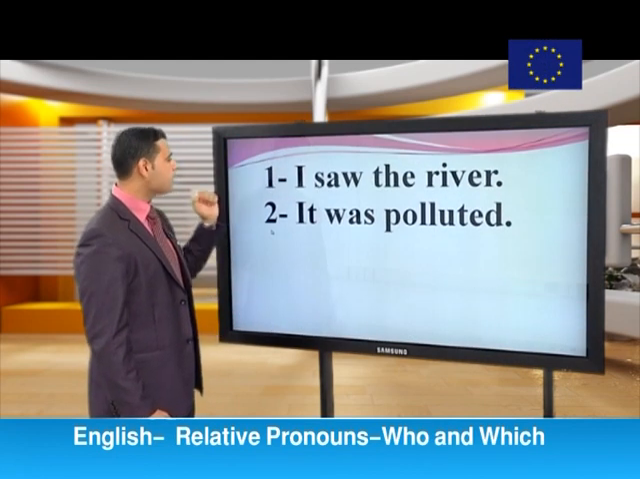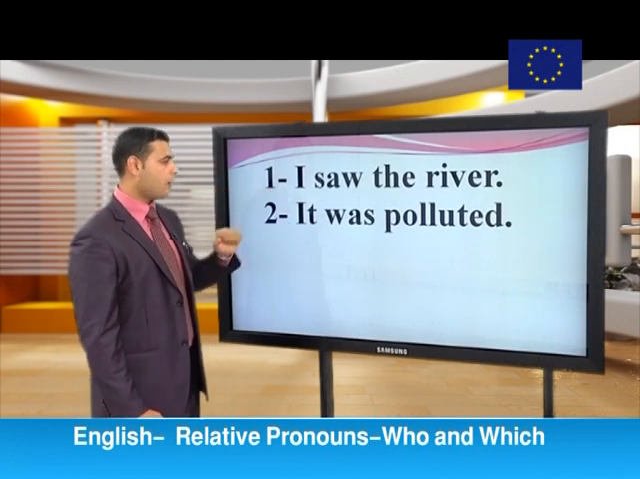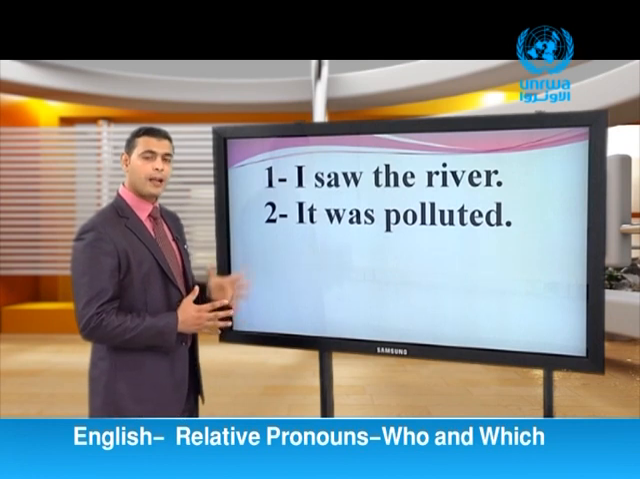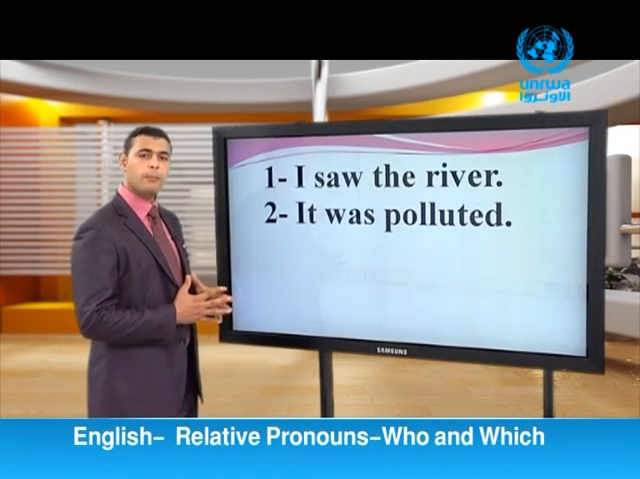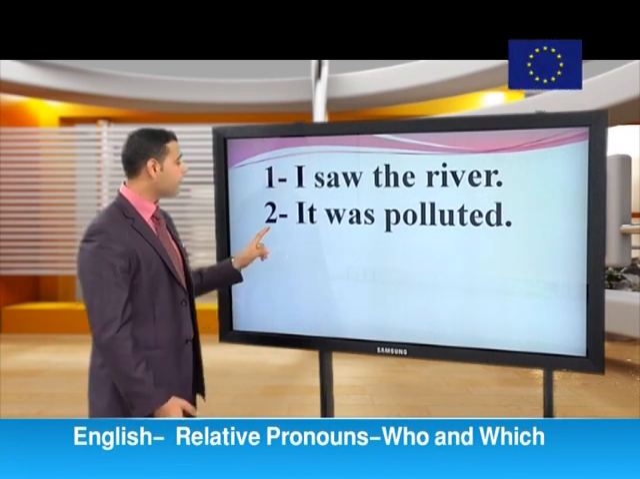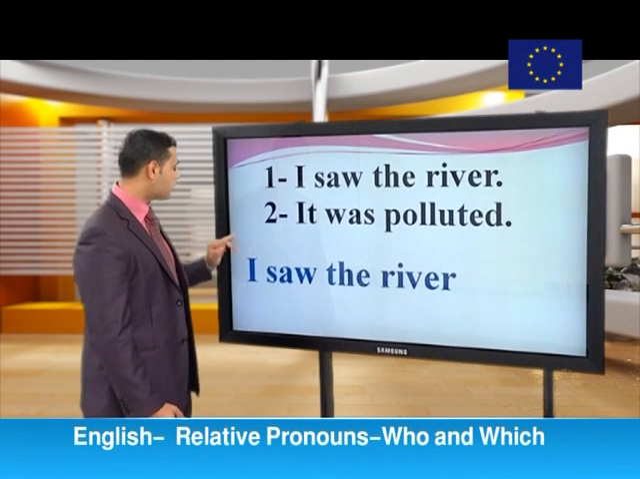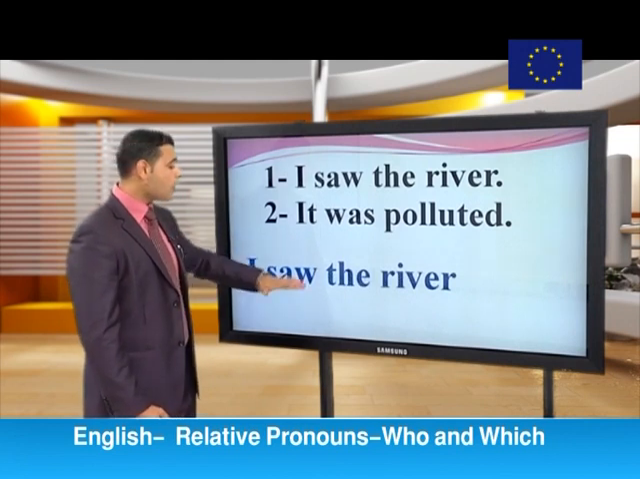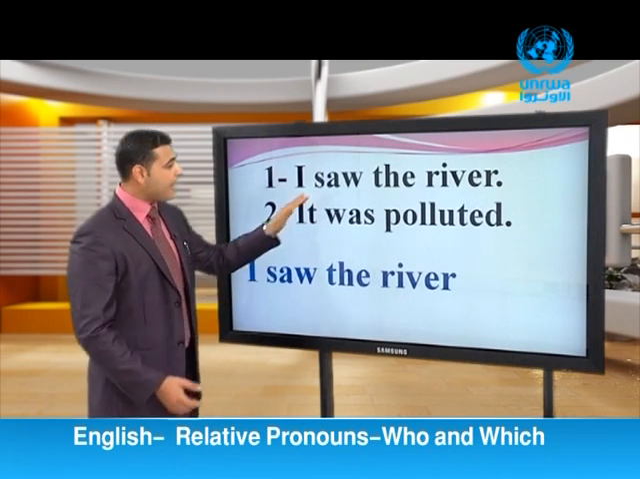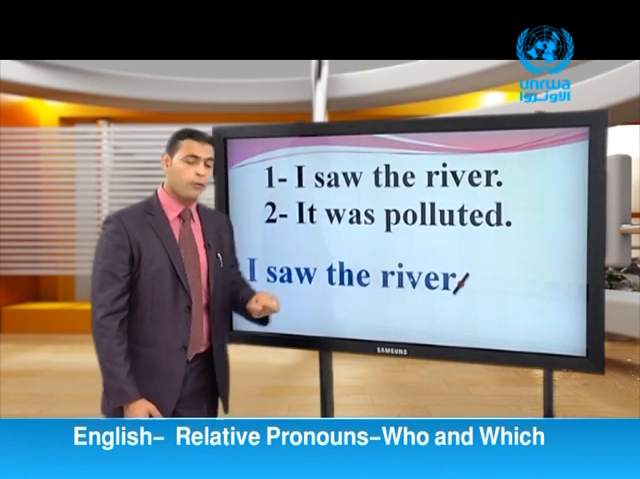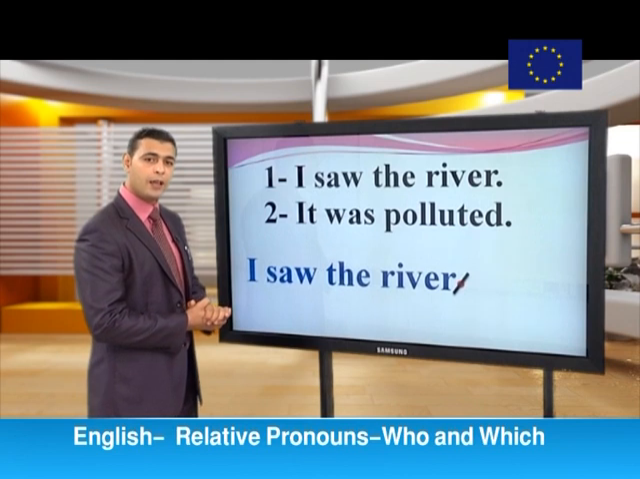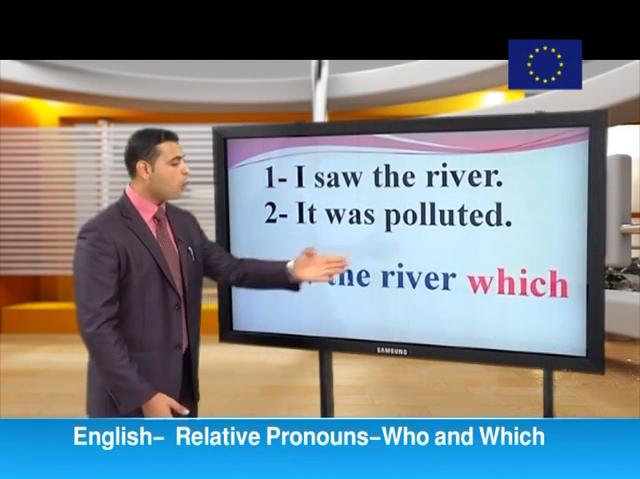The next two sentences. Number 1, I saw the river. Number 2, it was polluted. I saw the river. It was polluted. Let's join these two sentences by using which. The first sentence, I saw the river. At the end of this sentence we have a full stop as I said before, and the full stop is to be removed because it will be replaced by which.